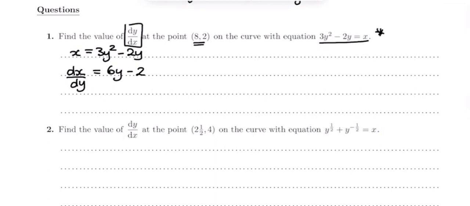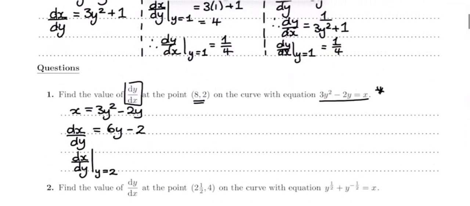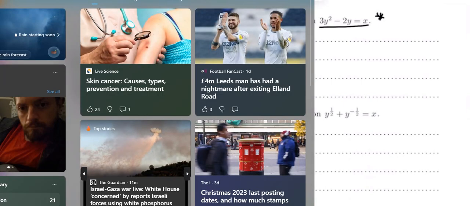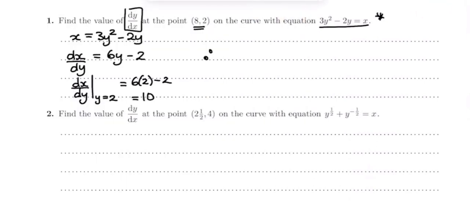Now, at this point, you decide what you want to do. I'm going to work out the value of dx/dy when y is 2. Be very careful. You're not using the x value, you're using the y value. If you put that in, you get 6 times 2 minus 2, so that is 10. So therefore, dy/dx is 1 over 10.